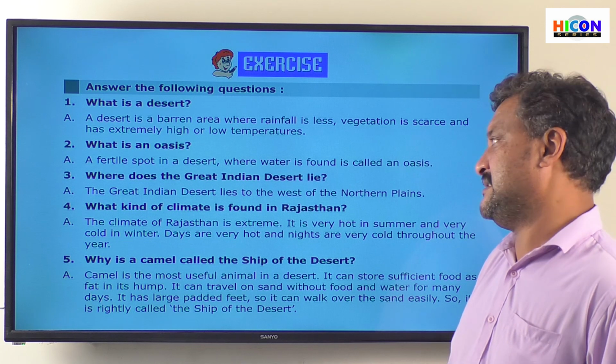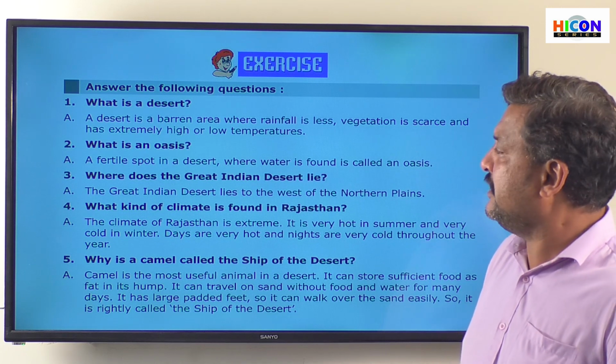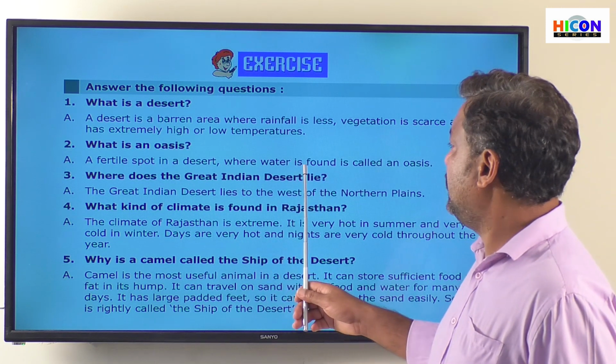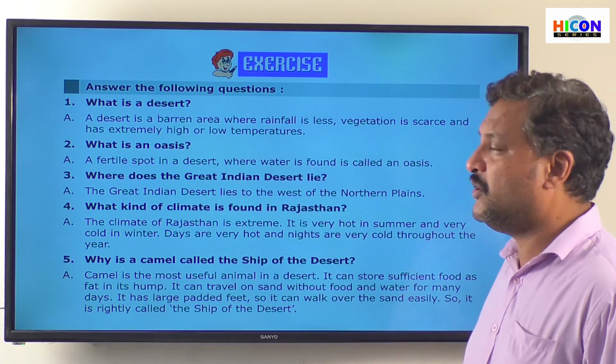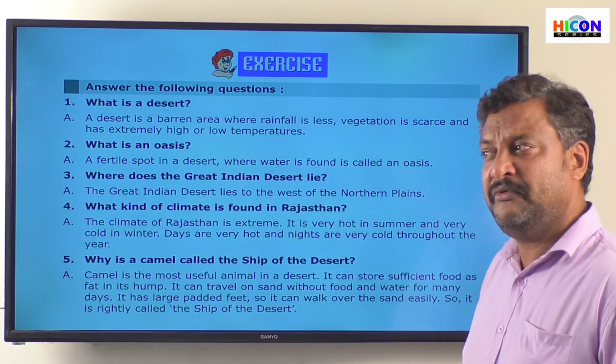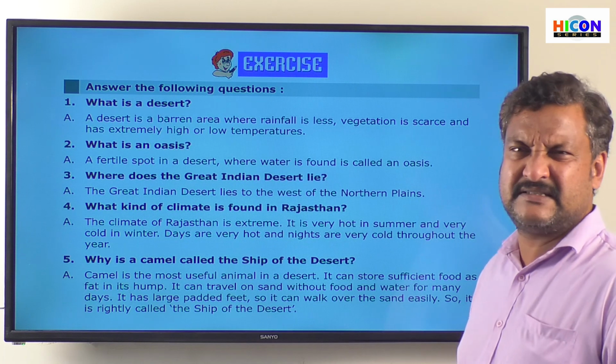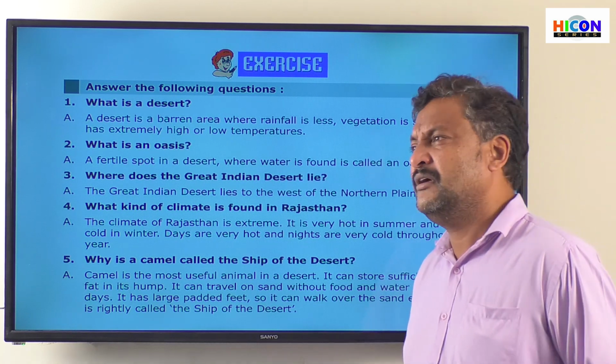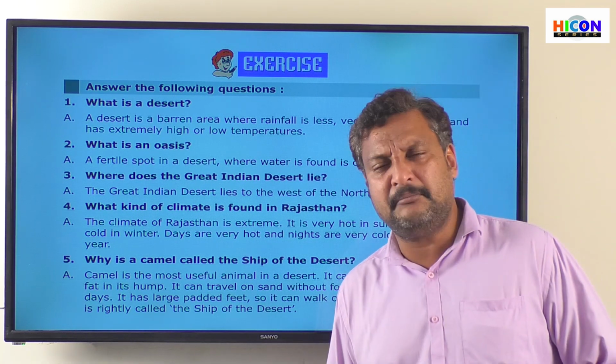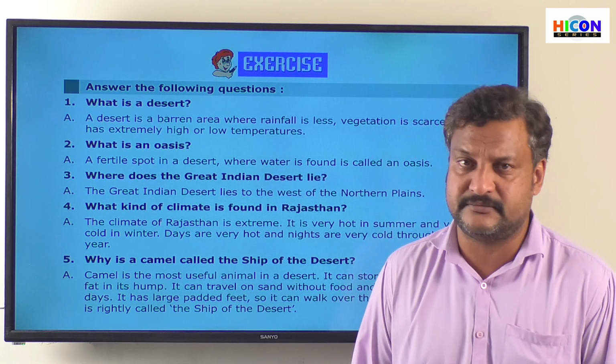Now, the second question. What is an oasis? A fertile spot in the desert where water is found is called an oasis. So, we have seen that deserts are vast sandy regions where at some places we can find some water.